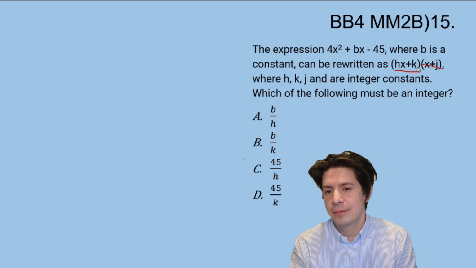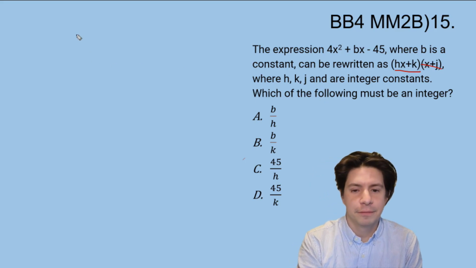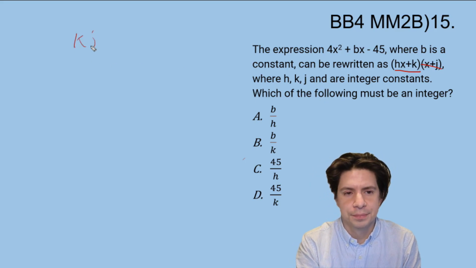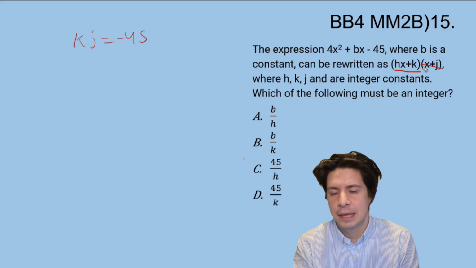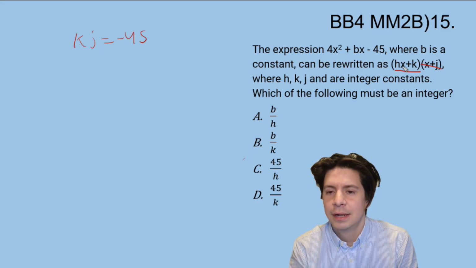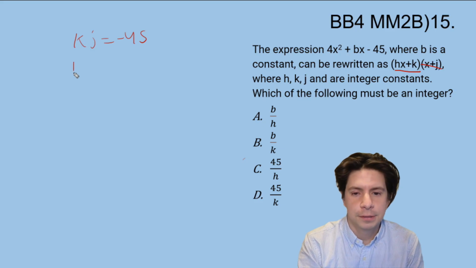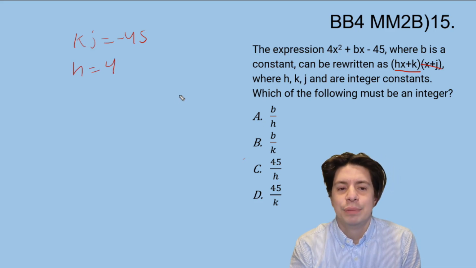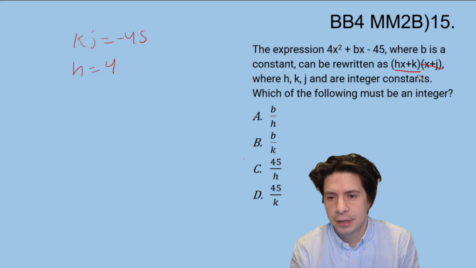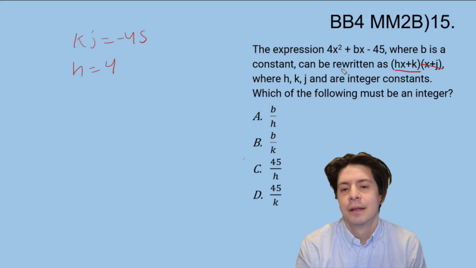So we have hx plus k times x plus j, right? So it factors to that. So that means k and j must multiply to negative 45. So kj equals negative 45, right? Because they go into this here. hx and x, the h has to be, I would say, 4. So h equals 4, because we're getting 4x squared, and this is just x, right? So that's how we're going to get that.